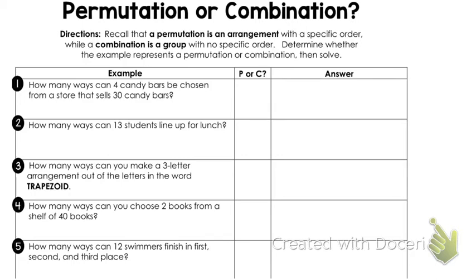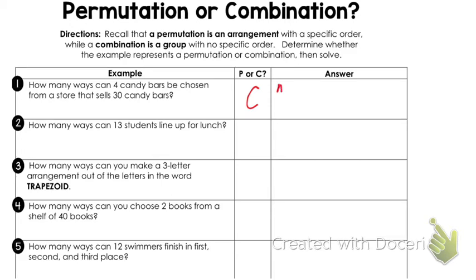So this first one: how many ways can 4 candy bars be chosen from a store that sells 30 of them? Well, let me ask this about whether or not the order matters. If you grab one candy bar first, is that different than having the candy bar at the end? Or if you grab the candy bar fourth, do you still have the same candy bar at the end? Does it matter whether you grab a candy bar first or fourth? Does that change anything in reality for you? No, because you're still walking out of the store with the same 4 candy bars either way, right? So does the order you grab them matter? No, it wouldn't here. So this would be a combination.